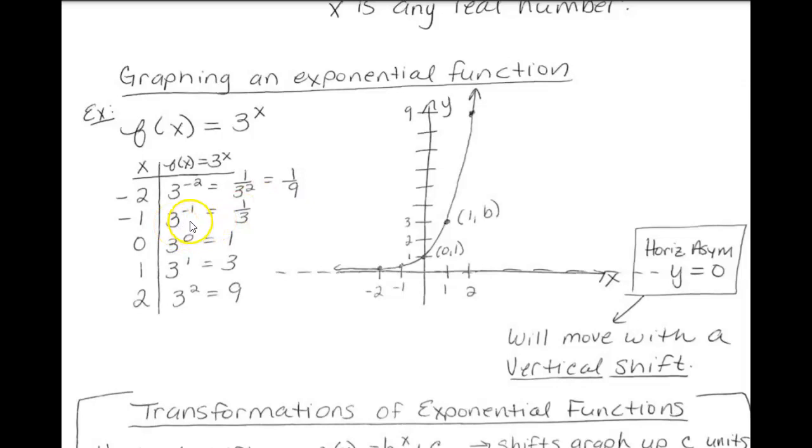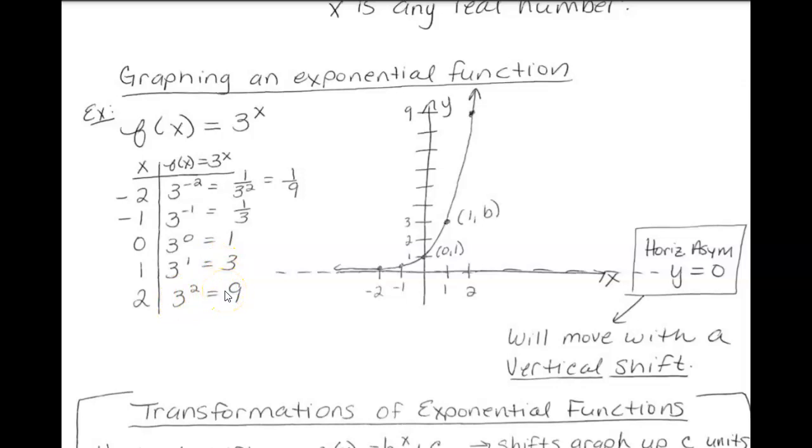If I plug -1 in, 3 to the -1st means 1 over 3 to the 1st, or 1/3. So your calculator should show you 0.33333, etc. 3 to the 0, by definition, any non-zero base raised to the 0 power always equals 1. 3 to the 1st would be 3, and then 3 to the 2nd would be 9.